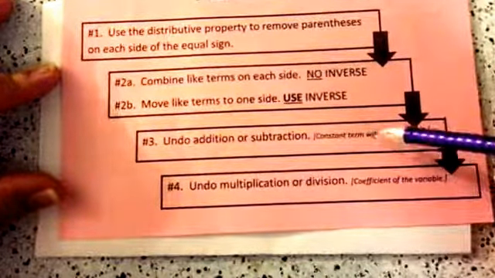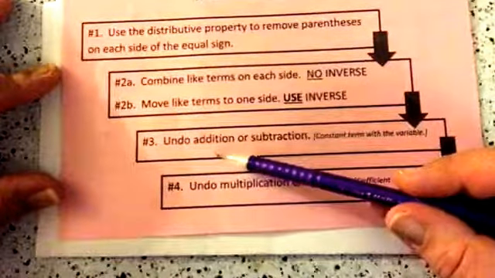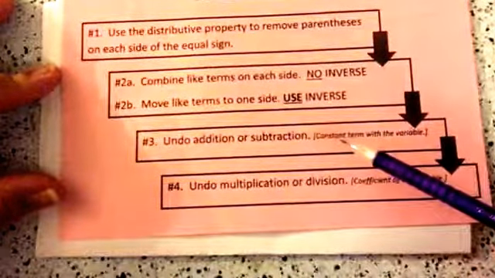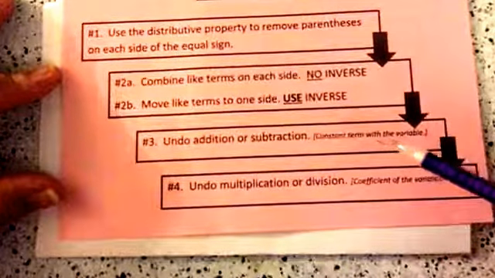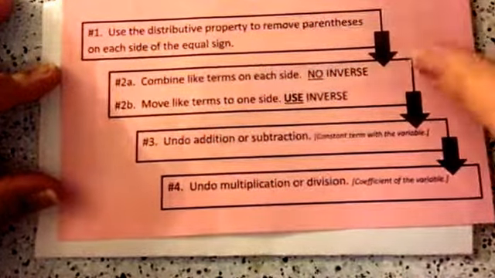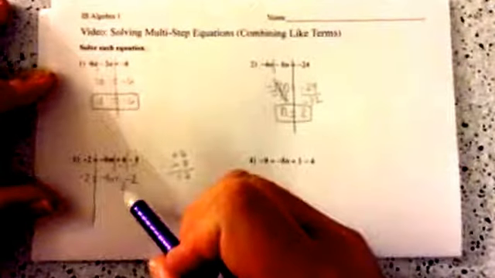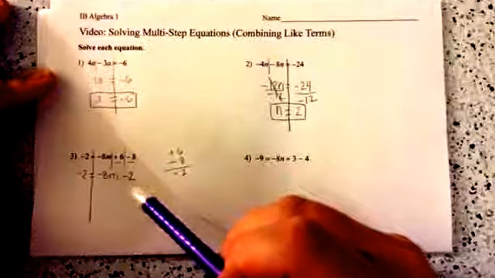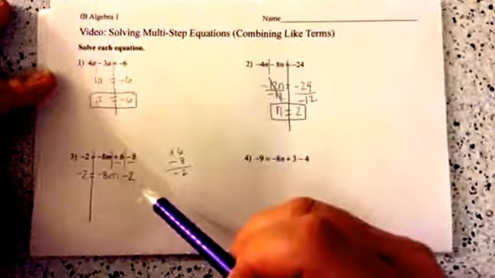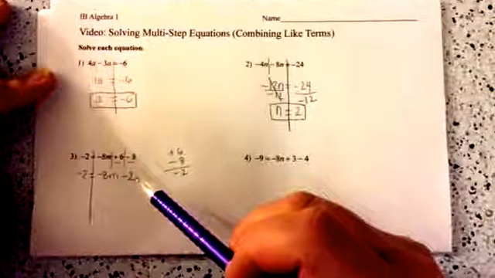Now, for number 3, I'm going to look at undoing the addition or subtraction to get rid of the constant term, which is the one on the same side as the variable. So next, I'm going to focus on the variable, which is over here, this negative 8m. I'll refocus the camera for a second there. Okay. So I'm going to focus where the m is here, and I'm going to look at the constant term. So the constant term is this negative 2. That's what I need to get rid of first using the inverse operations.